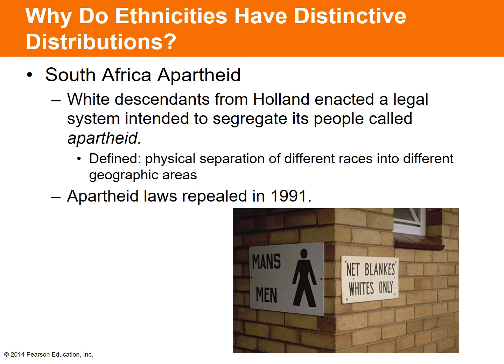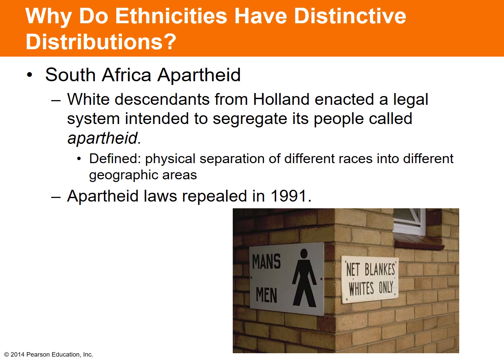White descendants from Holland, as well as Great Britain, had been living in South Africa for multiple generations and had assumed almost all of the control over the country. And they enacted a legal system intended to segregate its people, called apartheid, which means apartness. It's a physical separation of different races into different geographic areas. But it went so much further than just physical separation.